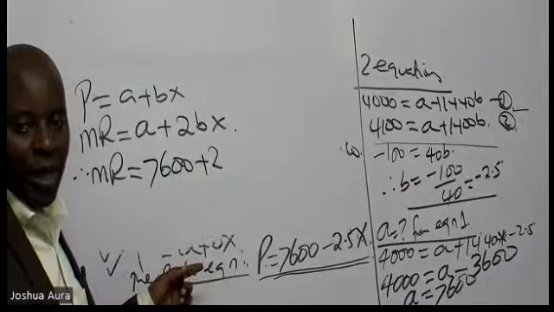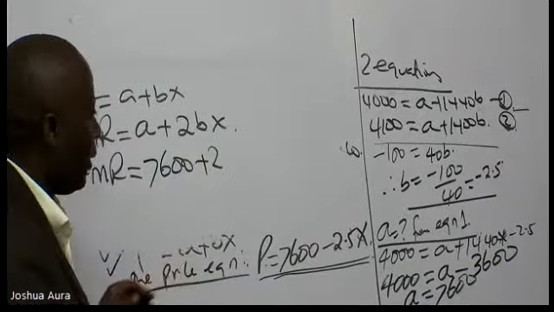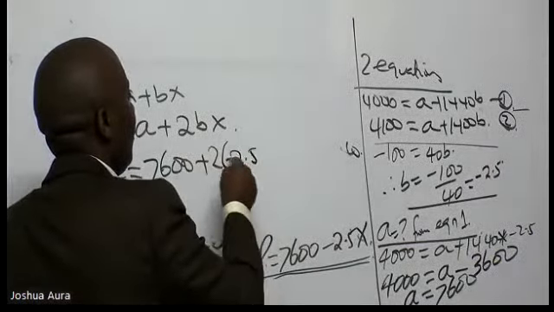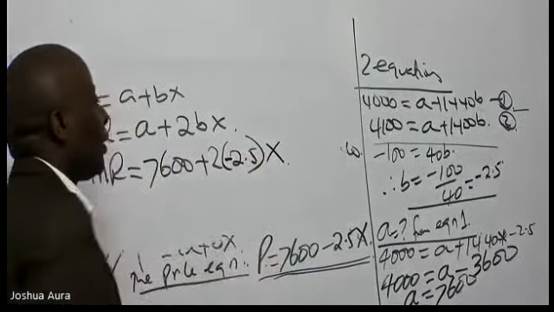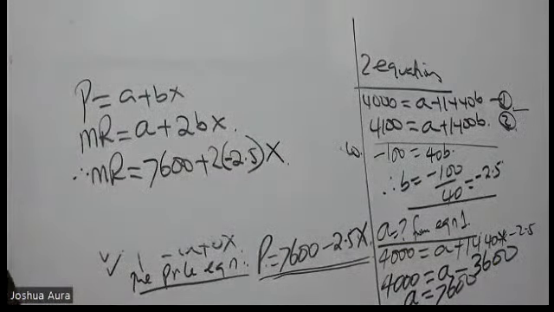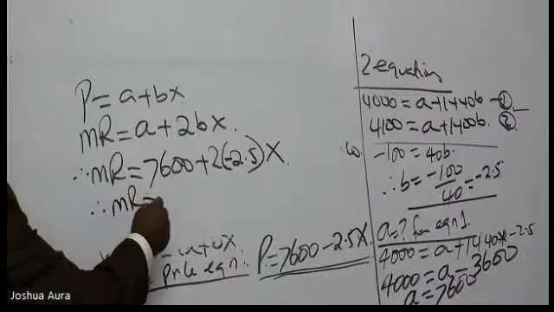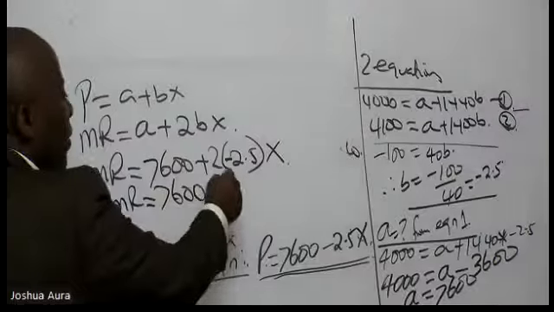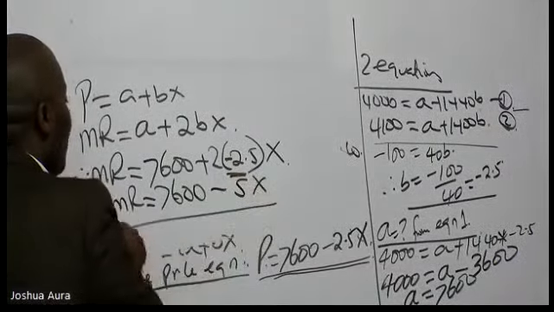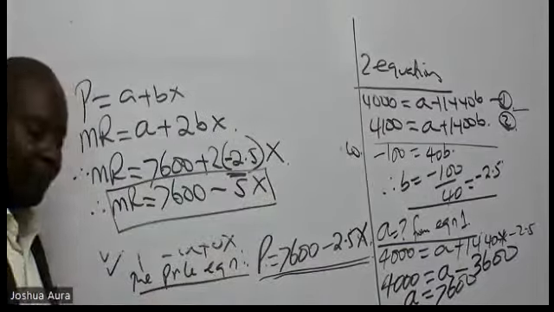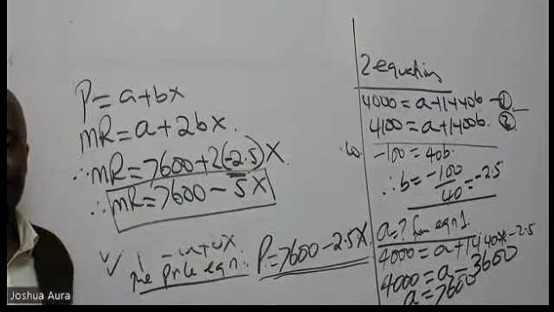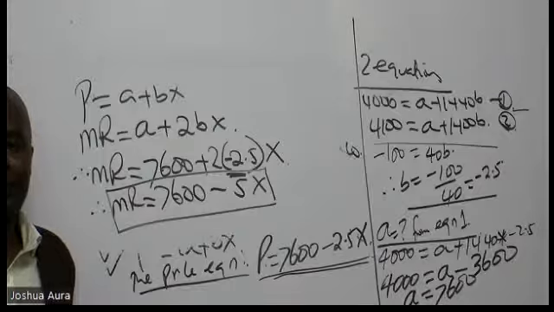Do you know the value of B? Minus 2.5. Then of course, X, we don't know X. So meaning that my marginal revenue will end up being 7,600 minus 5X, like that. This is the answer. Very important formula. You guys should even clap for me. I've given you a formula you guys have never known. A very important formula.